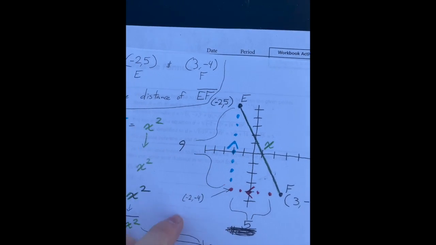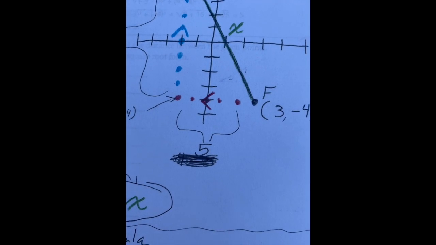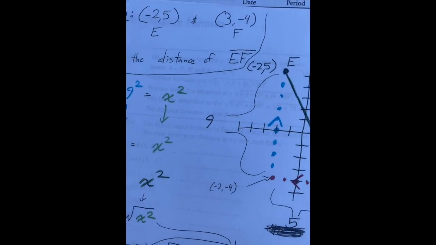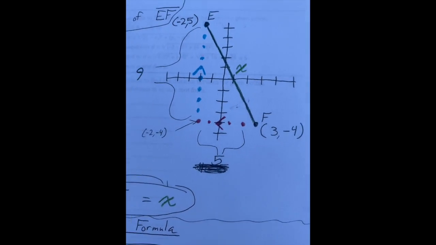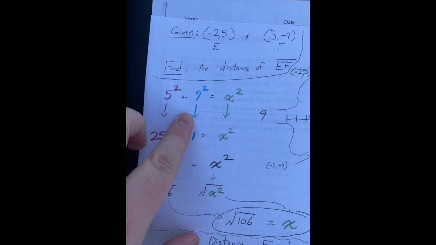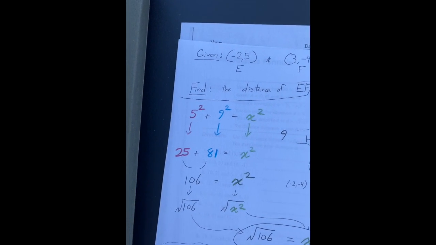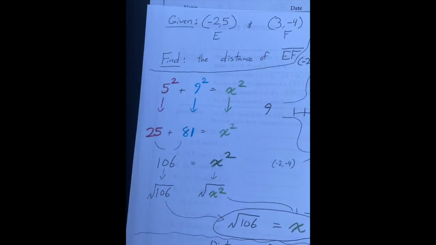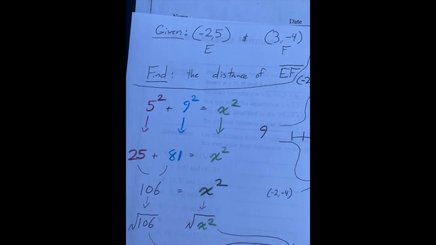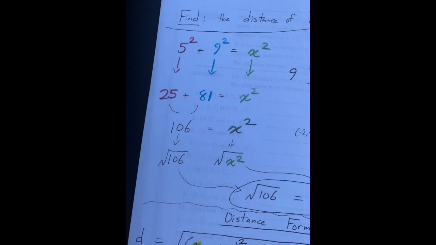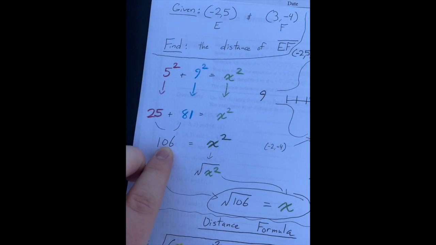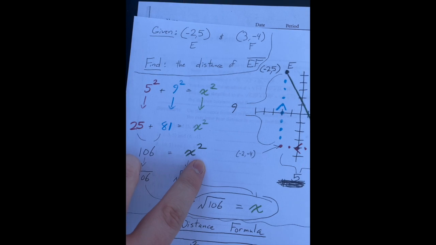So 9 units up. So we have our a square and b square, or a squared, b squared, depending on your preference. So let's plug it into our formula. A square plus b square equals c square. 5 square is going to be 25, and 9 square is going to be 81. Add them all up, you should get 106, which equals x squared.